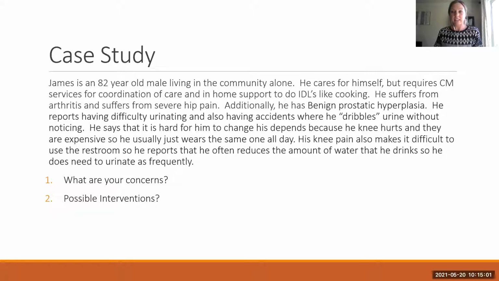So lastly, in order to minimize the number of times he has accidents, he says that he reduces the amount of water he drinks because he doesn't want to have accidents as often.